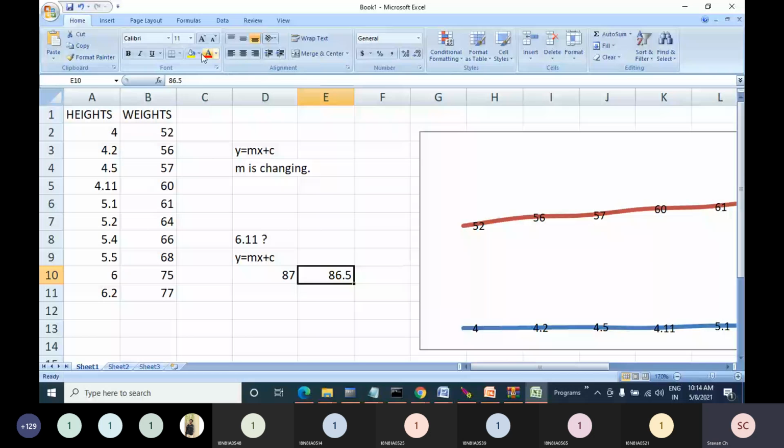My program has calculated 87. So this is called error, the difference between expected output and actual output. This difference is very, very less, so it's not a problem, right? Now how do I improve my model? It is calculating weight for a given height, it's okay, but how do I measure the performance?